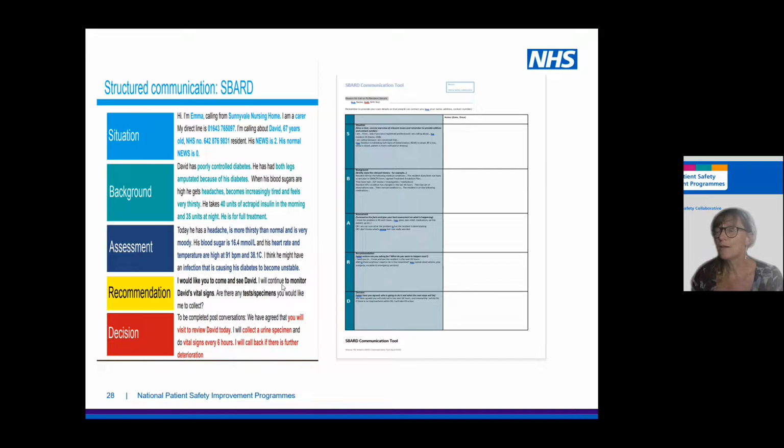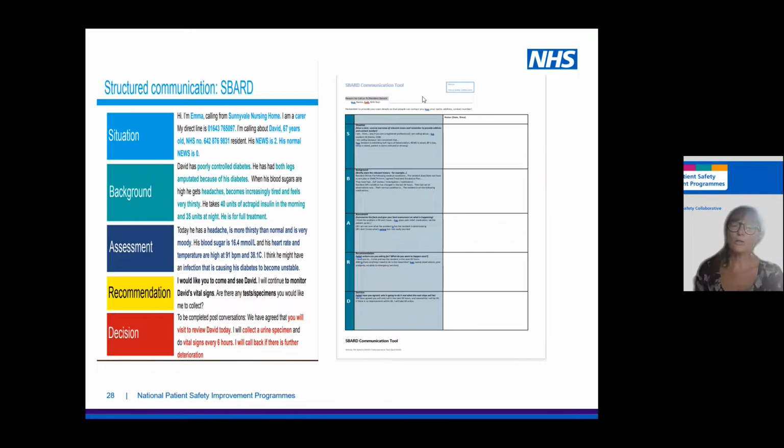We talk about assessment, why they're concerned, why they'll be escalating, and then they have an opportunity to give you their recommendations. Again, we say they're not being asked to be the clinical decision makers, they're just well placed to tell what differences that patient or that resident has. And then finally, together with their clinical decision maker that they're escalating to, they record a decision. And in this particular case, it was decided that vital signs checks would be done every 6 hours until the GP was able to visit, and that they would collect a urine sample ready to go back with the GP.